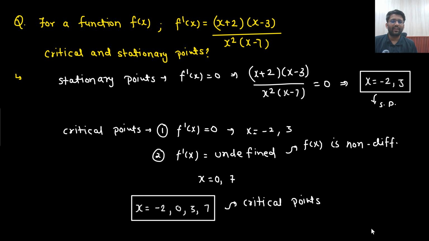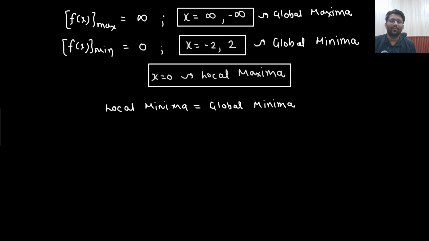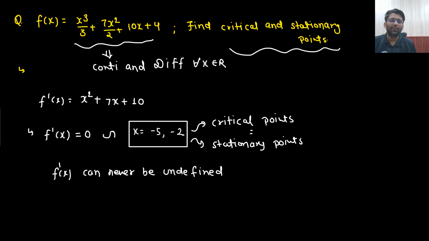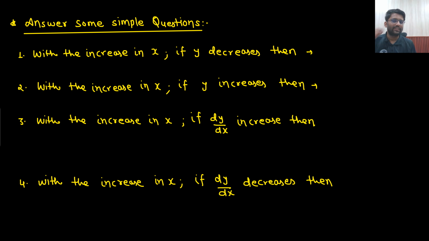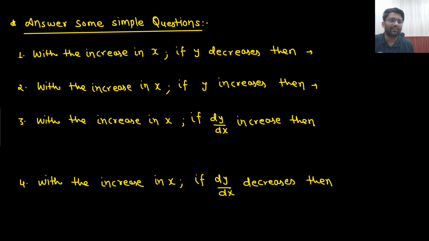So we will see this new topic now. This is done. Critical points we have seen. We have seen about stationary points. We have seen maxima, minima. All these points we have seen. Now something new we are going to discuss, which we will see after a break. Some simple questions I am asking you, and after that I will ask you to analyze this particular graph. We will understand something about the slope, but this time we will talk about the nature of the slope. So it is going to be a very interesting topic.